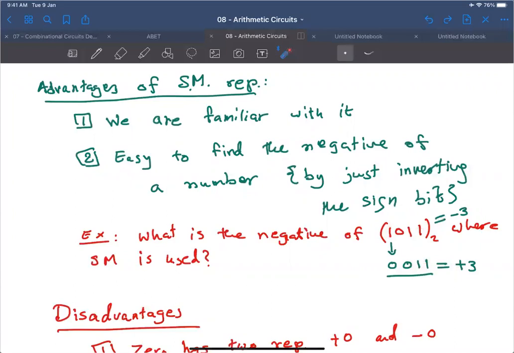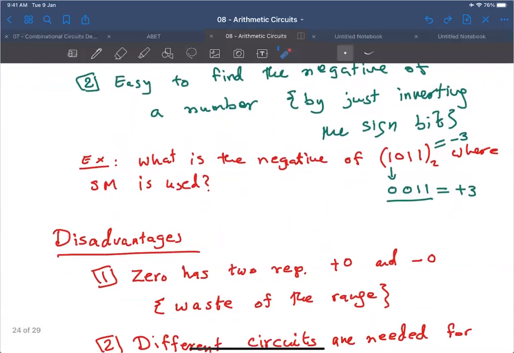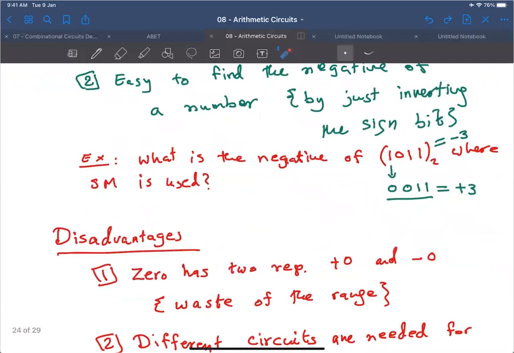What are the disadvantages? The disadvantage is that you have 2 representations of 0. We have a plus 0 and a negative 0. Plus 0, for example, in the case of 4-bit, is 0, 0, 0, 0. And what is the negative counterpart of plus 0? It's 1, 0, 0, 0. This is negative 0. Do you see that?